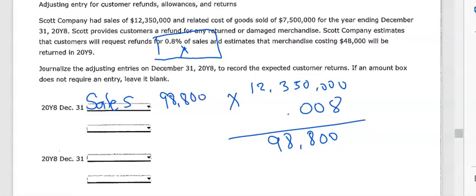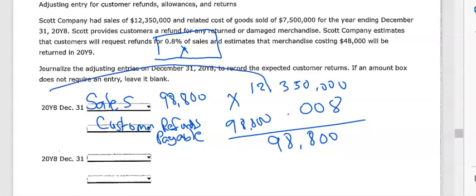98,800. And then I'm going to set up an account called Customer Refunds Payable, a liability account that I'll be using when somebody actually does come in with a real one. And I will credit that one for 98,800. So that's half my entry. I need to make the other two, and that's going to be to record what's happening in inventory.